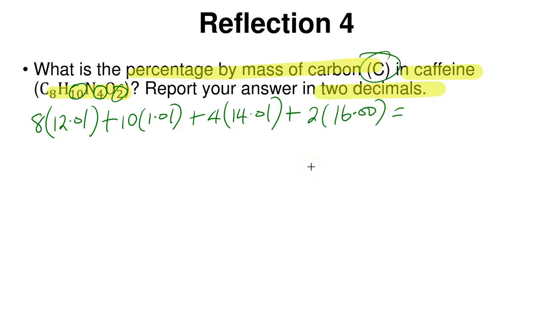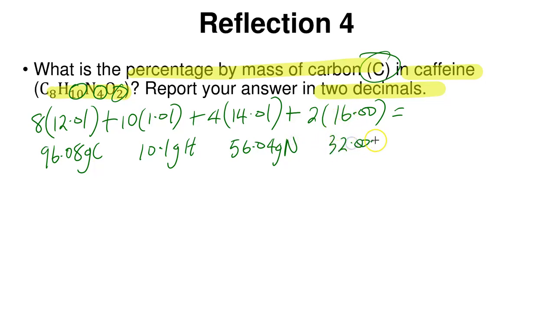If you add all this together, of course, if you multiply them, this one will give you about 96.08 grams of carbon. This one will give you about 10.1 grams of hydrogen. Multiply the nitrogen. Nitrogen will give you about 56.04 grams of nitrogen. And the oxygen there will give you about 32.00 grams of oxygen. We're not interested in other constituent elements. We're only interested in calculating what is the contribution of carbon, which is about 96.08.